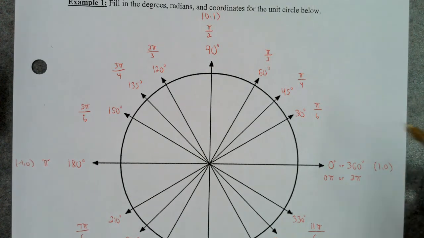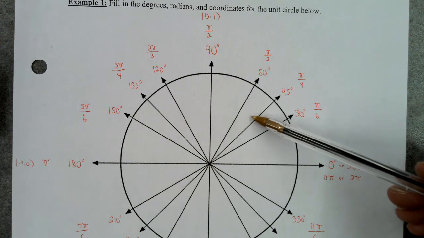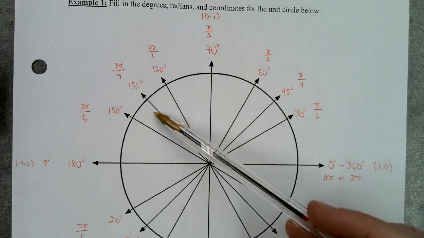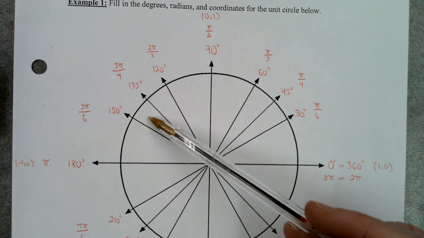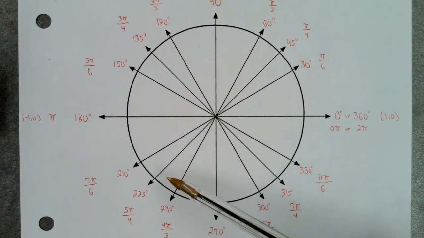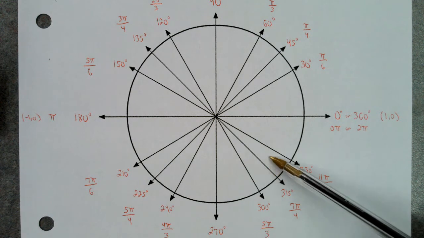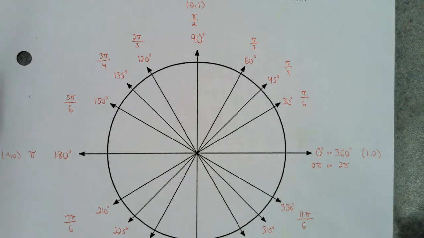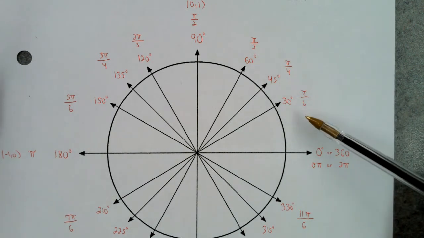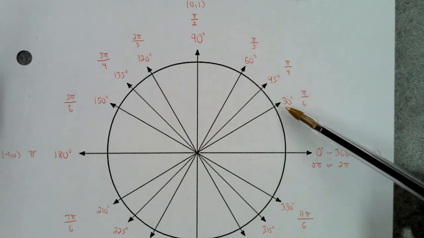Now, this quadrant one up here, the signs of the coordinates are always positive, positive. Okay, the signs of the coordinates in this quadrant are always negative, positive. This quadrant is negative, negative, and this quadrant is positive, negative. Okay, so here's what you're going to need to memorize. If you memorize these 3, then you should be good to go.